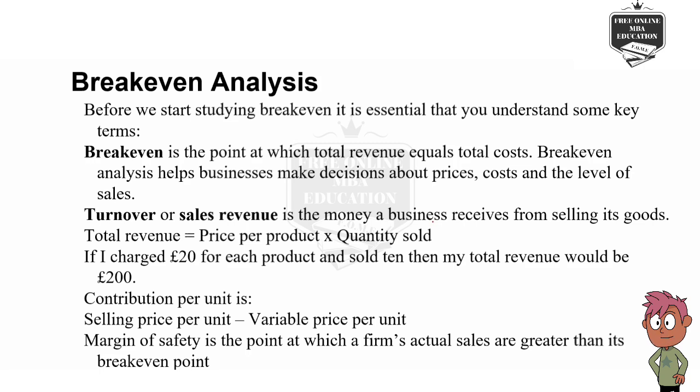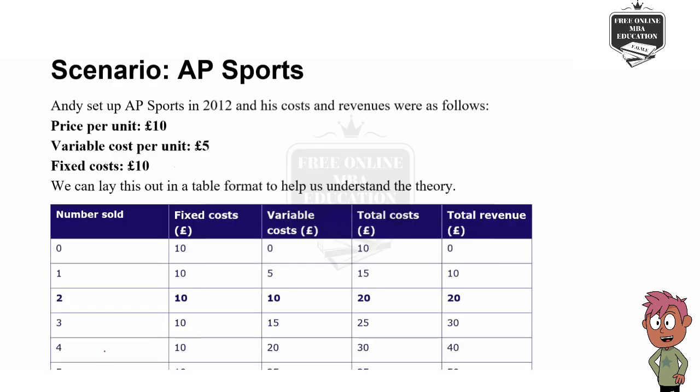And margin of safety is the point at which the firm's actual sales are greater than the break-even point. So if my break-even point is at the fifth unit, margin of safety is up to the point where my sales are higher than my break-even point sales. And that will help you answer the question of up to what optimal extent I can take my business, and how much I should keep on producing.